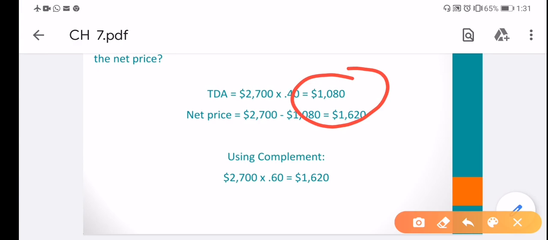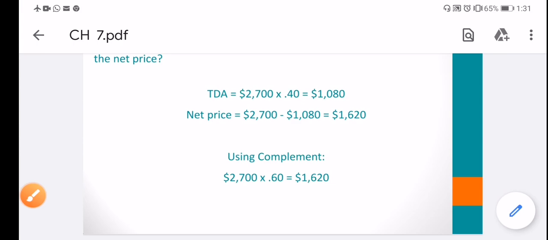So what is the net price then? The net price, as we said, is the list price, the original price, minus the discount amount, which is 2,700 minus 1,080, and the result is 1,620 US dollars. So we did that in two steps, as you saw.